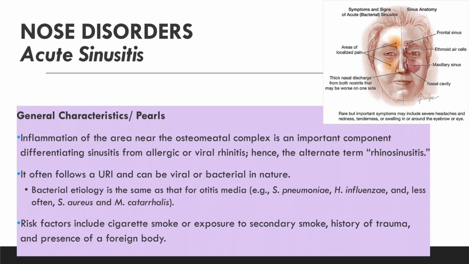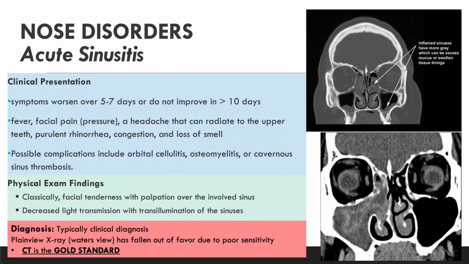The patient comes in with fever and headache. We want to palpate and percuss those sinuses, especially the frontal and maxillary, where they're close to the surface. You want to differentiate between a viral thing, like a rhinitis or rhinosinusitis, or allergic, from a bacterial one. Like we said, bacterial sinusitis usually follows an upper respiratory infection, and the same bugs that we talked about. There are also increased risk factors, including cigarette smoke or exposure to smoke, history of trauma, or foreign body, which can put you at higher risk.